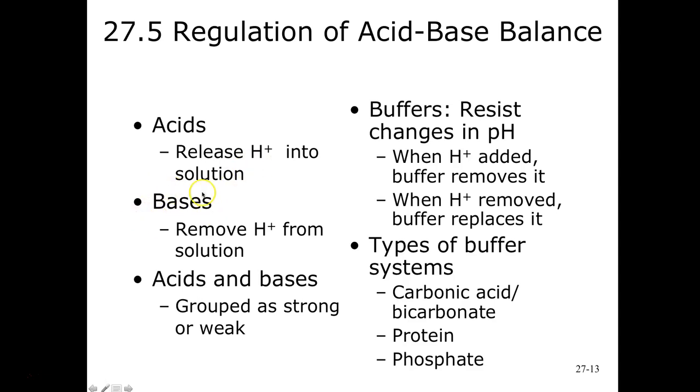If we have a base, that means we are removing hydrogens from that solution. So we take out some hydrogens and we go from that 6 to, let's say, an 8. Acids and bases are grouped as strong or weak, just how we saw on the previous slide. Now we have some buffers in the body, and we'll talk about this in a moment, but what buffers do is they resist any changes in our pH, so that when we do add hydrogen, our buffer is going to be able to remove it. If we have hydrogen removed, then our buffer is going to replace it.